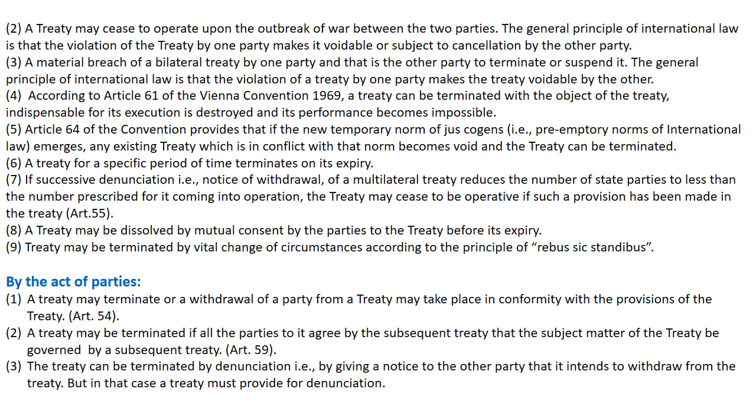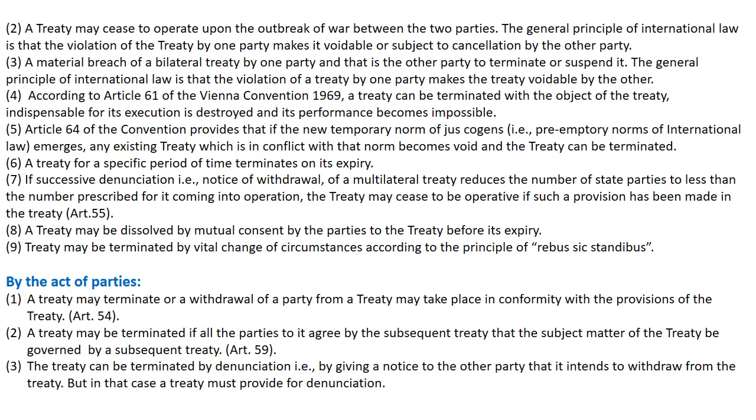The fourth one is, according to Article 61 of the Vienna Convention, a treaty can be terminated when the object indispensable for its execution is destroyed and its performance becomes impossible. Same as we studied in the case of law of contracts, when something is impossible to perform, then that treaty can be suspended or terminated. According to Article 64 of the Convention, if a new peremptory norm of jus cogens emerges, any existing treaty which is in conflict with the norm becomes void and can be terminated.